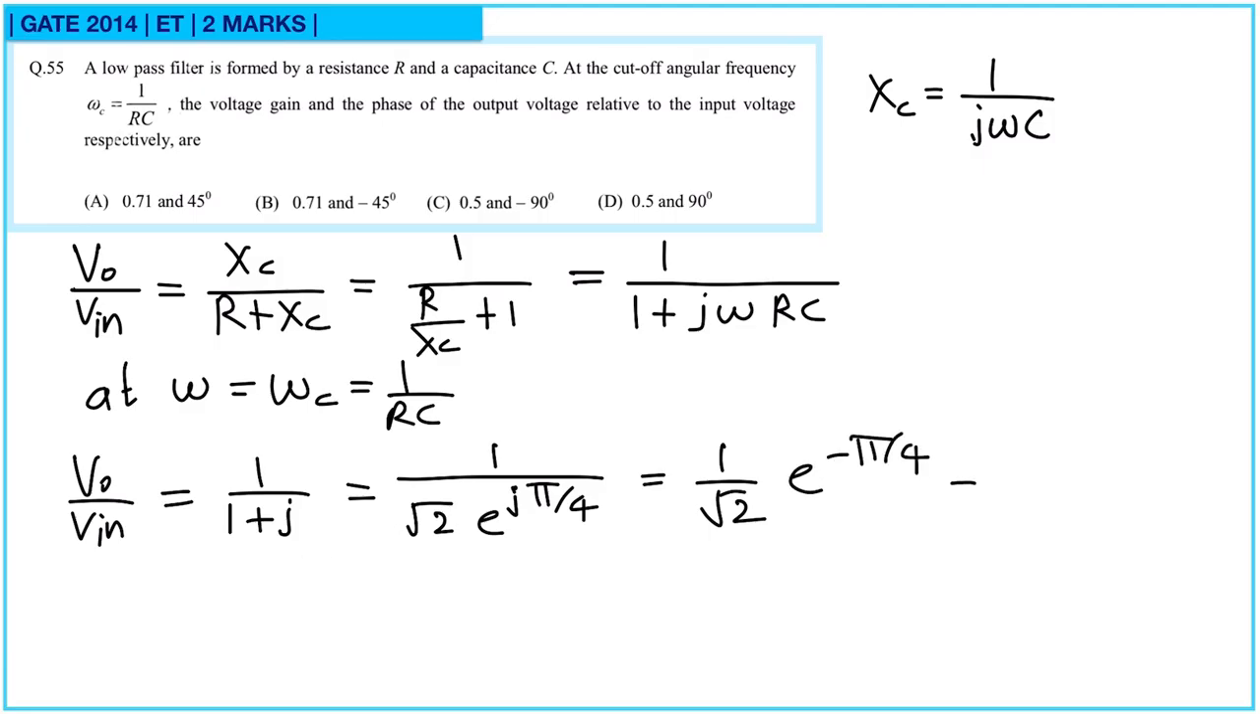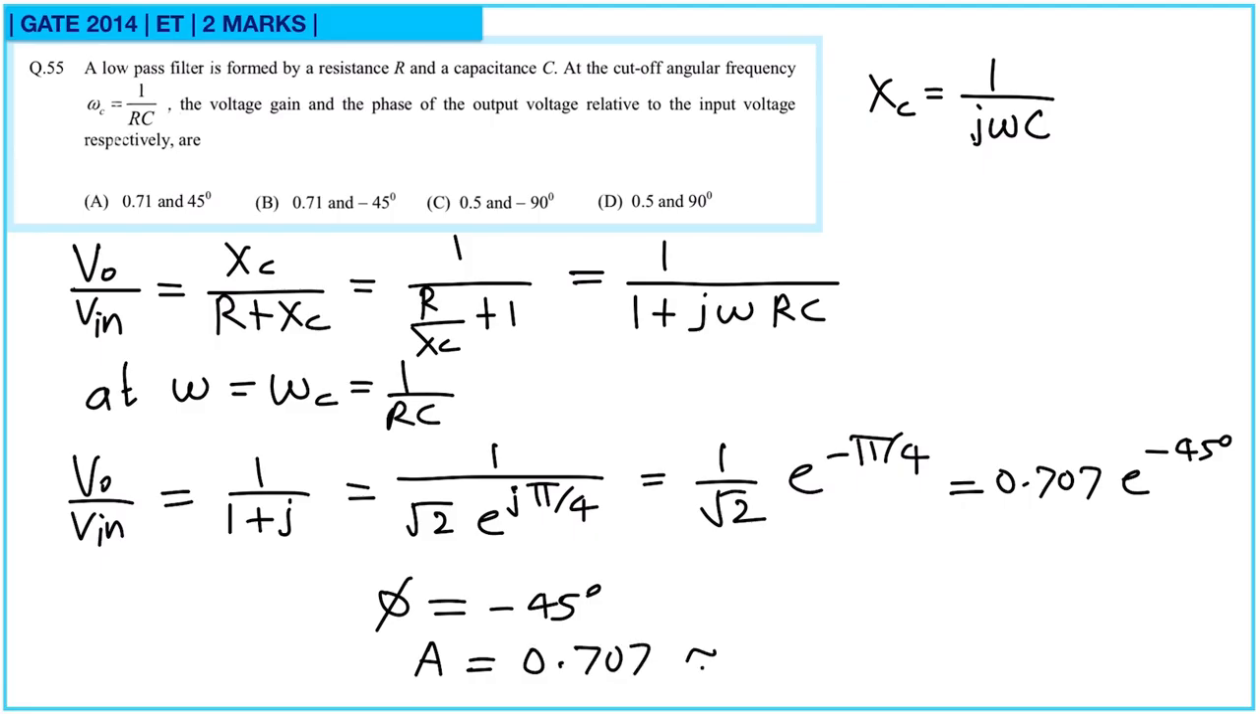So from here 0.707 e raised to minus pi by 4, which is 45 degrees. So phi is minus 45 degrees and the gain is 0.707, that is nearly equal to 0.7 volt. So option B is correct.